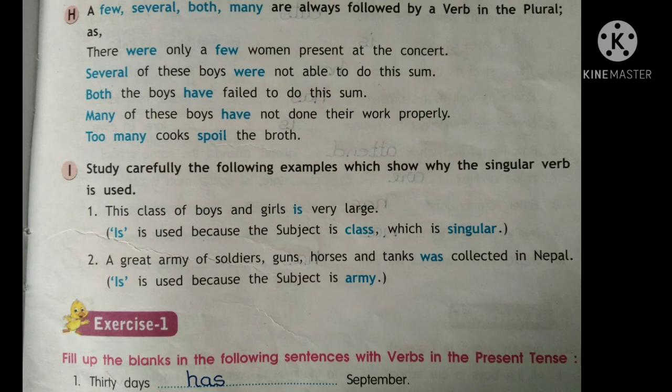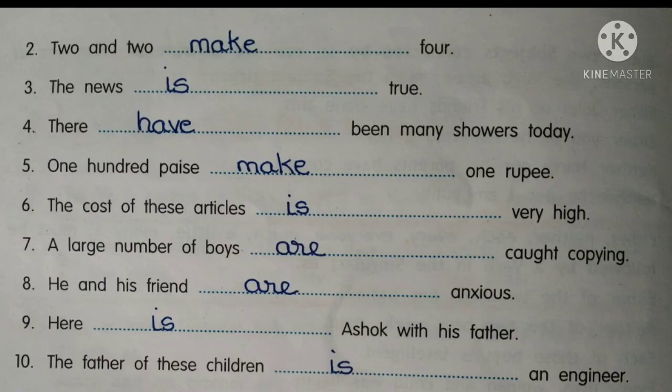So the first one, 30 days dash September. So here our subject is September, which is one month. So we write has. The second one, 2 and 2 make 4. Third, the news is true. News itself, the spelling is S, which is not plural. The spelling of news is N-E-W-S. So it is singular, so we write is.